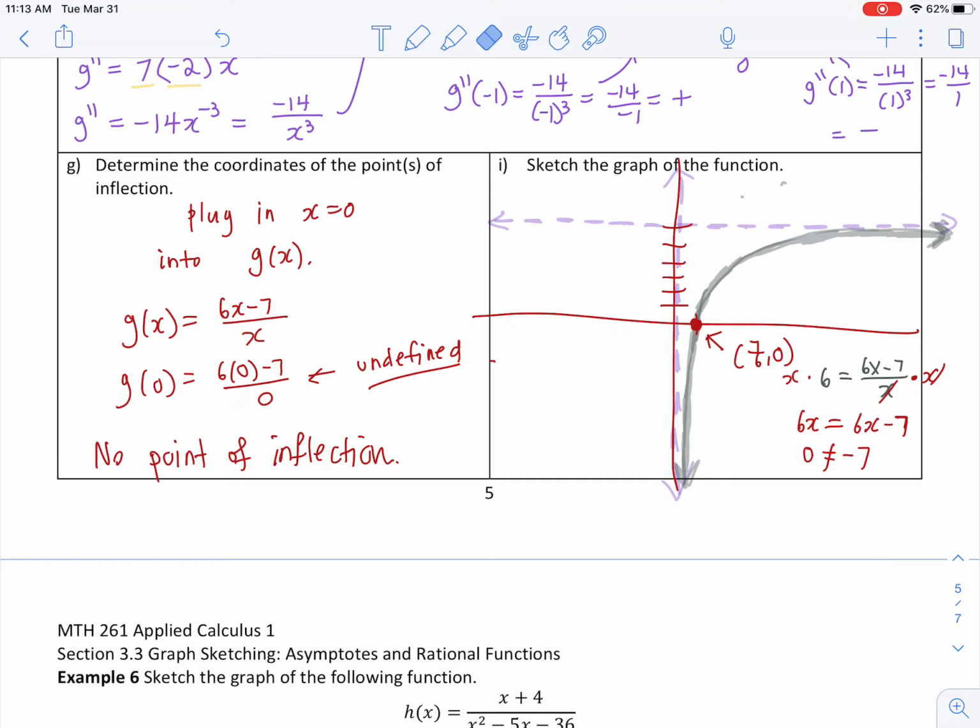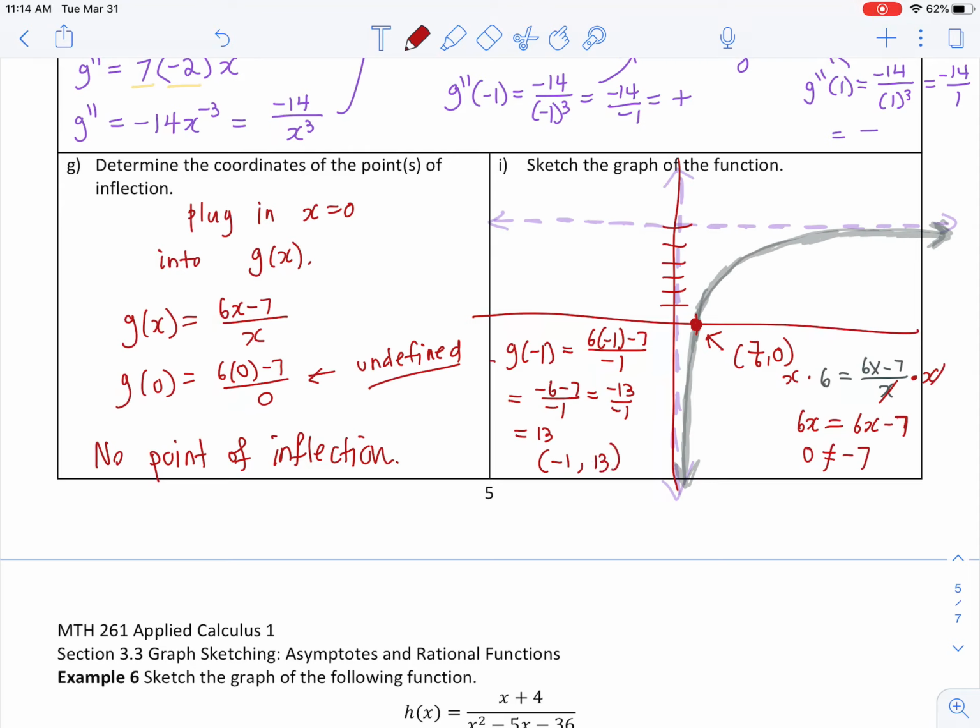All right, let's go to the other side of this graph. It will be nice to have at least one point to the left of it. So I may just plug in a random value to the left. I'm going to plug in -1. What if x is -1? What will be the y value? G of -1 is 6 times -1 minus 7 over -1. So that will be -6 minus 7 over -1. So this will be -13 over -1. The y value will be +13. So I have a point at -1, 13.